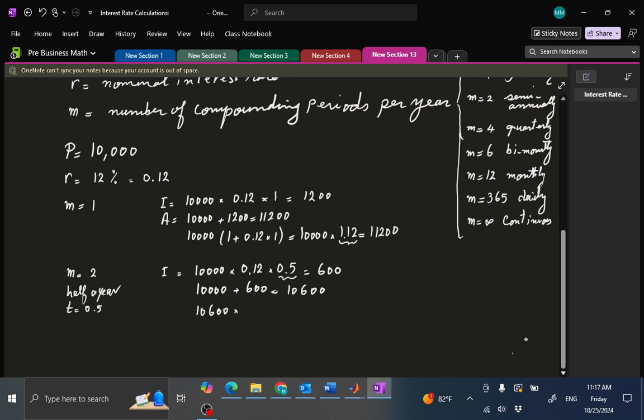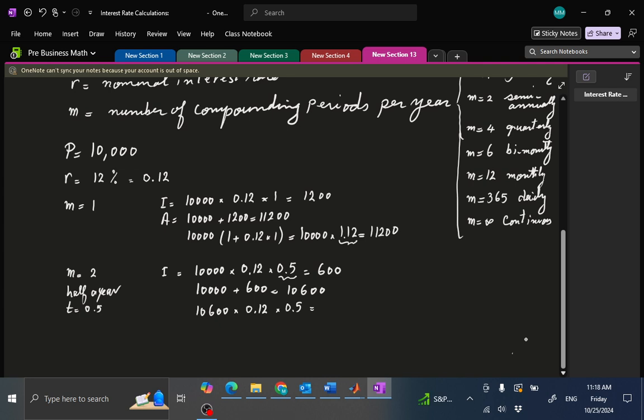During the second half, you put it there at the same nominal interest, and we put it for the remaining half of the year. And now what do we get? So let's go ahead and calculate this and see what that is.